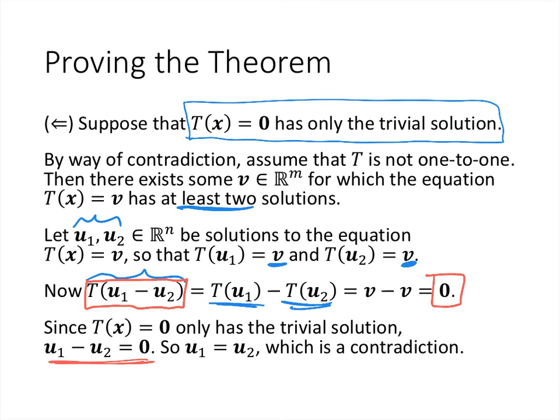So if u1 minus u2 equals 0, that means u1 equals u2. And that's a contradiction because we assumed that we had at least two solutions. And we gave names to those two solutions, but now we just figured out that, you know what, we didn't actually have two solutions. Those two solutions were the same. That doesn't make any sense. So that's the contradiction that shows us that the theorem is true.